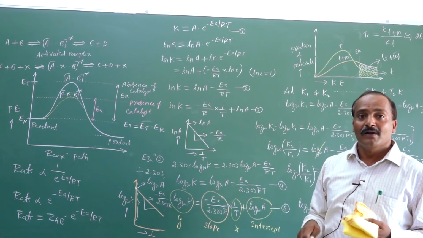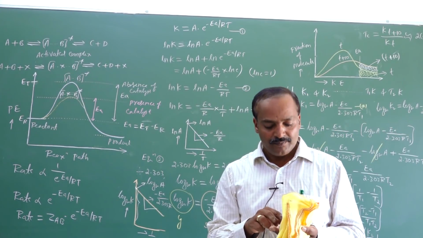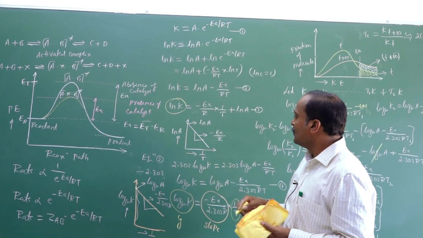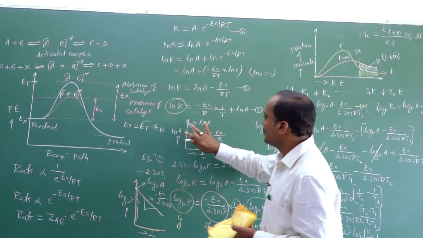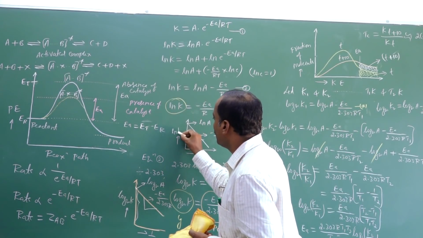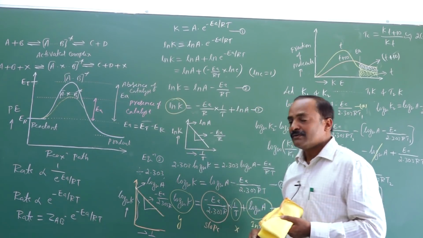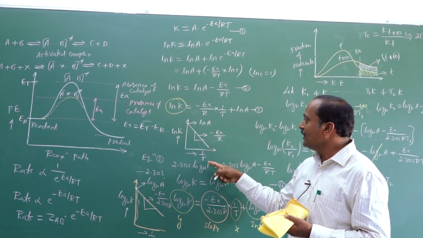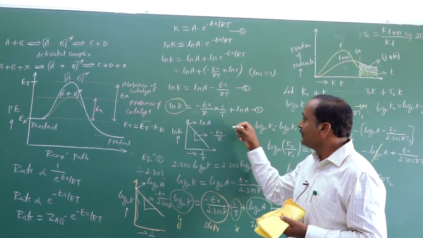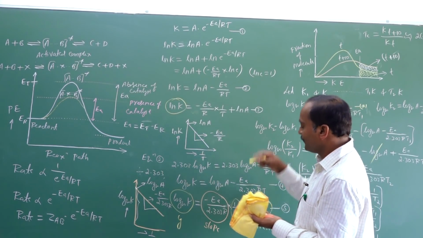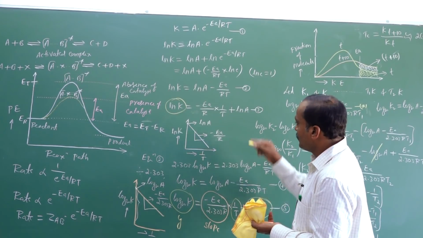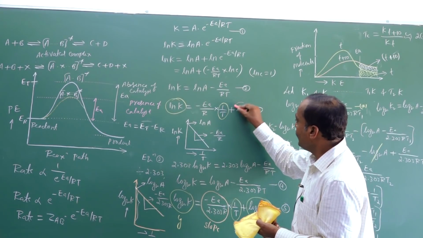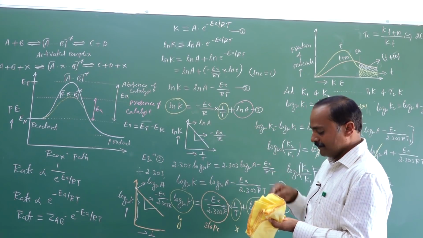Equation in the form of y is equal to mx plus c. This is the y axis. Sorry, this is ln K. We made a big mistake. This is ln K. Am I correct? It is 1 by T on the x axis. It is ln A, called the intercept.